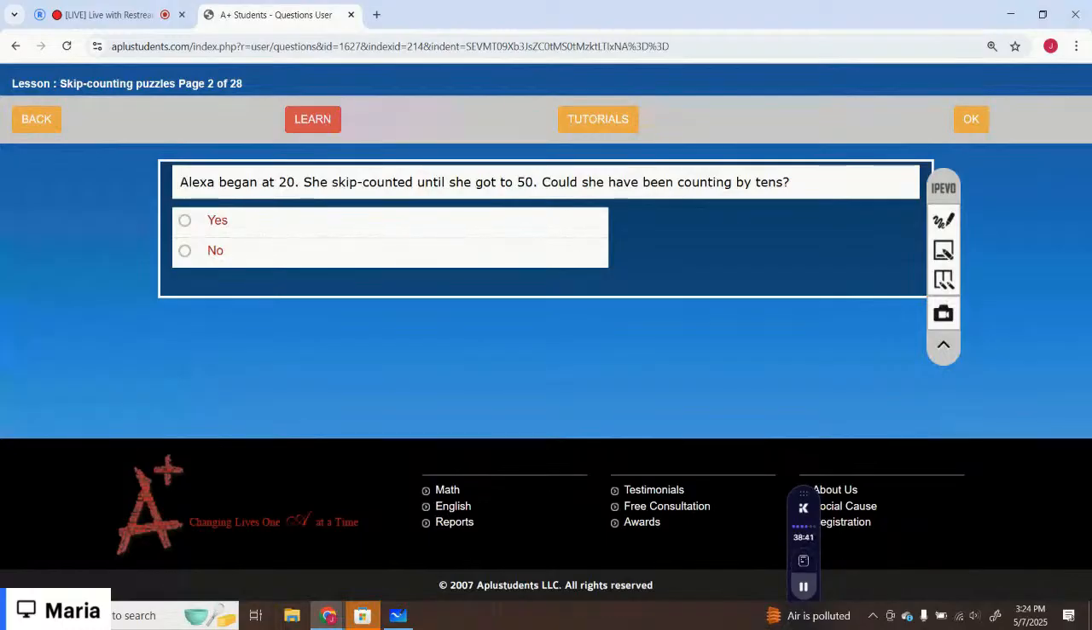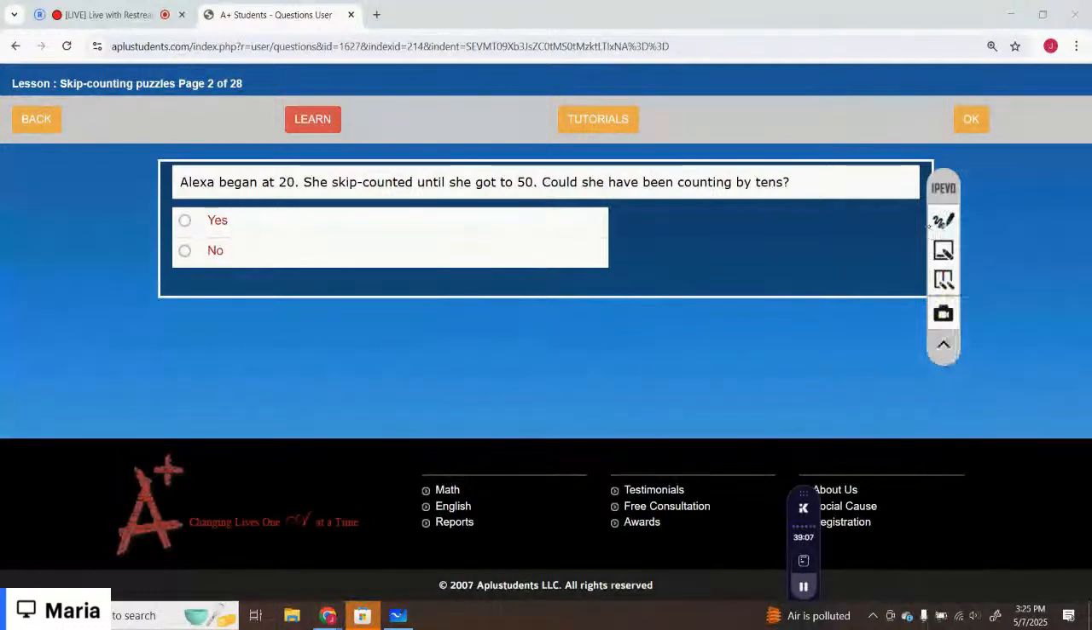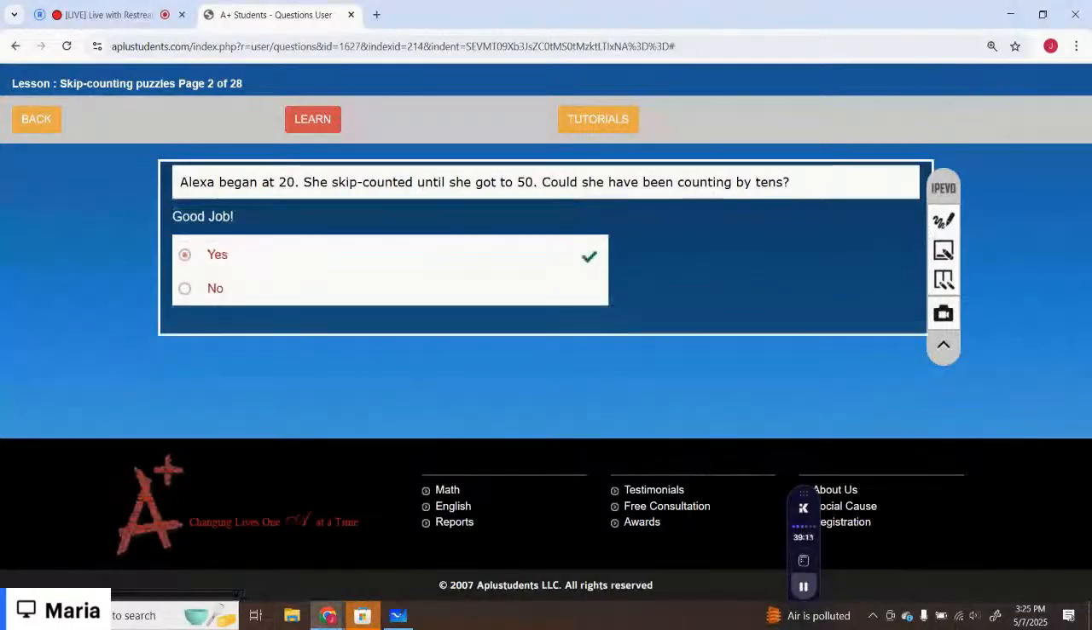Alexa began at 20. She skip counted until she got to 50. Should she have been counting by tens? So she started at 20, right? And she kept counting until she got to 50. Should she have been counting by tens? Yes, she has been counting by tens. Option number 1 is the correct option.